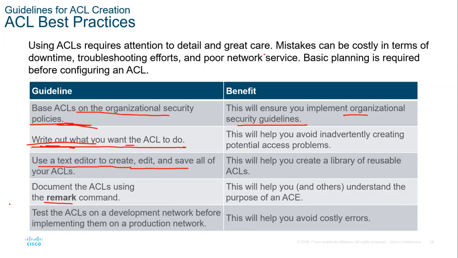And then test the access control lists on a development network before implementing them on the production network. So before you have the access control list on the production network, first have a demo aside and see whether it is going to achieve your target, your objective. If not, then you can re-edit it before you implement it on a production network.